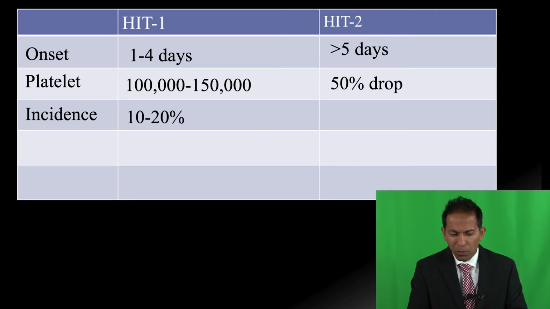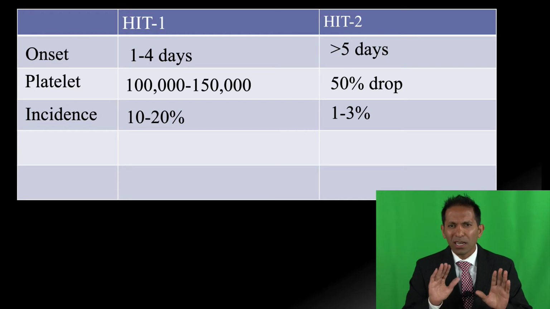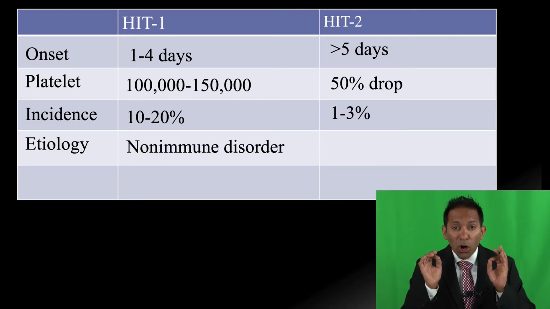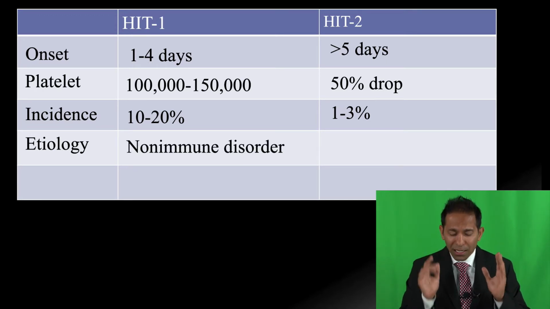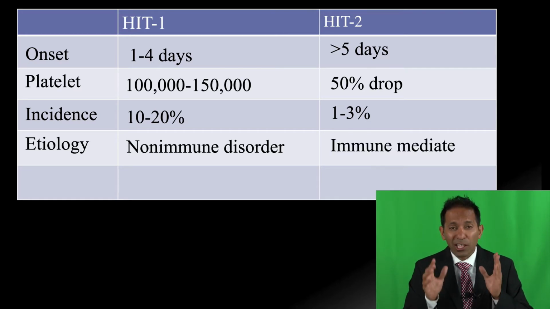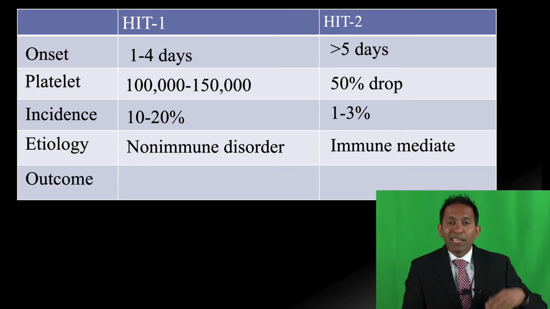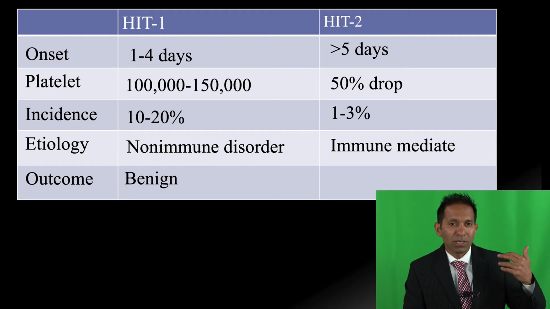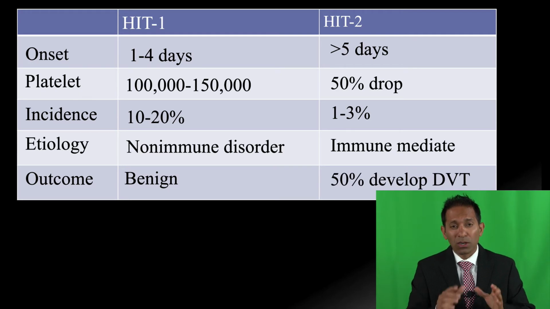Incidence, HIT 1 is more common. 10% of patients can have HIT 1. HIT 2 is less common. 1 to 3% of patients can have HIT 2. Etiology for HIT 1, it is a non-immune disorder, and HIT 2 is immune mediated. We'll talk about that in the next slide. Now outcome, HIT 1 is a benign disorder. Patients usually recover. They do not get arterial or venous thrombosis. HIT 2 is a malignant disorder. 30 to 50% of patients can have DVT, both arterial or venous.